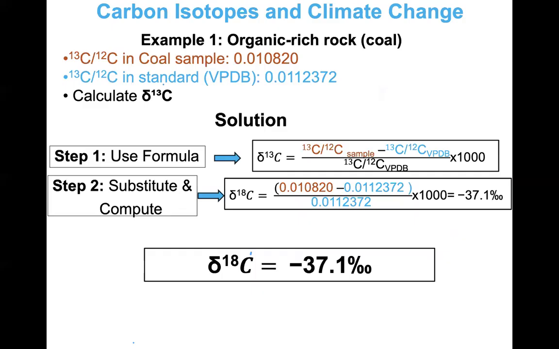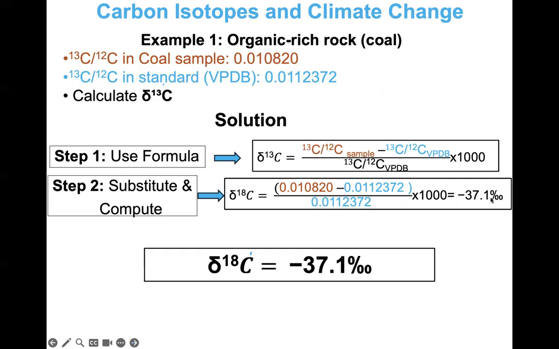Same thing as we did for oxygen. Here's an example for an organic-rich rock, coal. So we have the ratio in the coal sample. This is the value. For the standard, VPDB, it is this ratio right here. How to calculate delta 13C? First, use the equation right here: the ratio of the sample minus the ratio of the standard, divided by the ratio of the standard, times 1000. And when you plug in the numbers, you get minus 37.1.